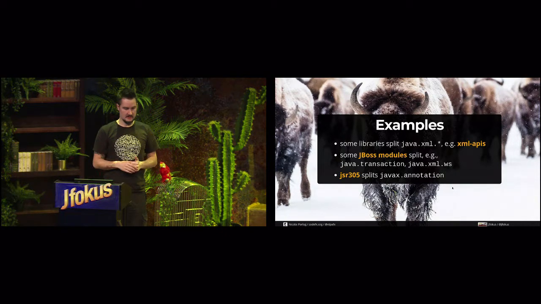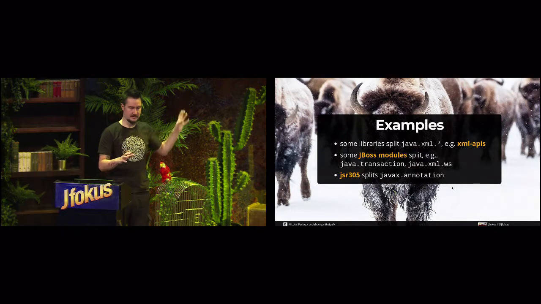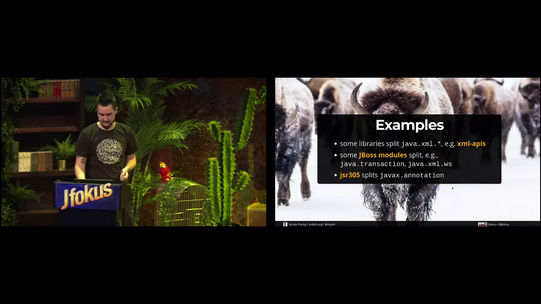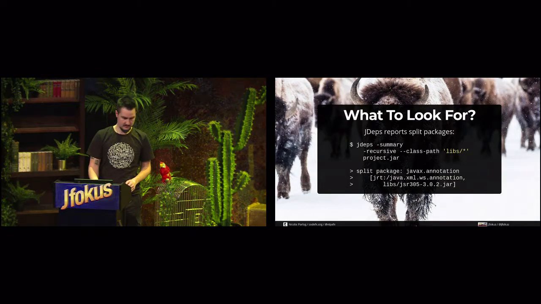Some of the examples are JSR 305, and then you see the XML APIs, and JBoss modules also have this problem. These are just examples, others do too, and the reason for that is that these are mostly the Java EE APIs that are split across different implementations. And if you run jdeps, this will actually be mentioned. So if you use this command, and I'm not going into jdeps in detail, you can try this at home, you get a message like this one: split package, javax.annotation. It says this is the one module that I found, and jrt means it's within the JDK, this is the module that we just added, and this is the other jar that makes the problem.